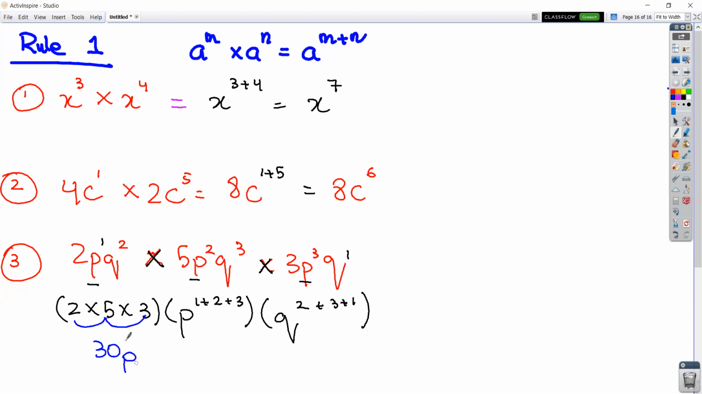Now simplifying the power of p's, you add the powers, which is 1 plus 2 plus 3, which would be 6. And to simplify the power of q, you have 2 plus 3 plus 1. So now you're going to write down the simplification, but I'll move this away from here. Okay, so what we have now is the q variable, which is here, and adding the powers would be 6. So this is the simplification of the third one.